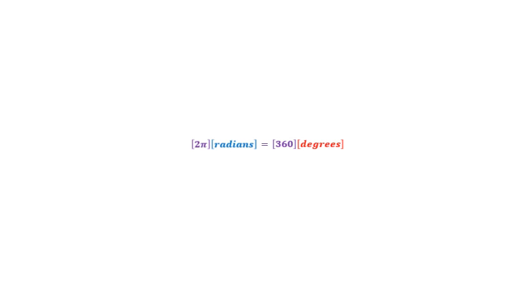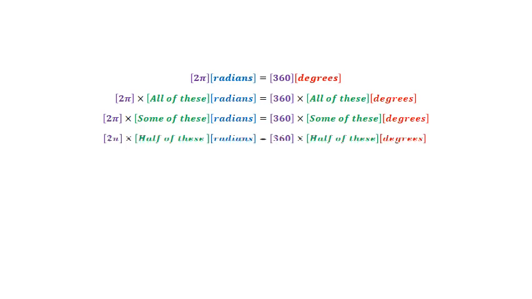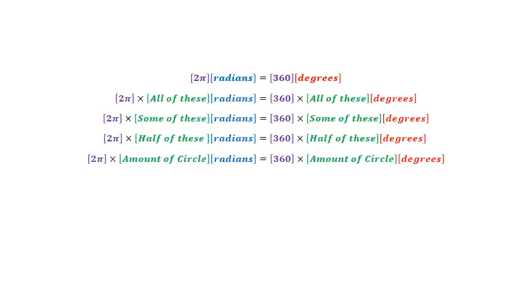Now we can state a few obvious things about either side here. All of these on the left will equal all of these on the right. Only some of these on the left will equal only some of these on the right. If you have half of these on the left, it means you only have half of these on the right. The amount of circle we are working with must be the same on either side.